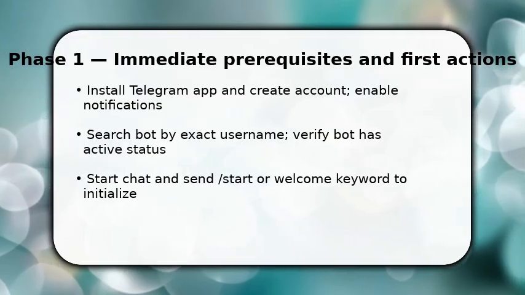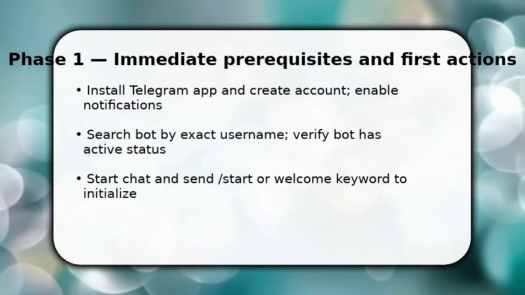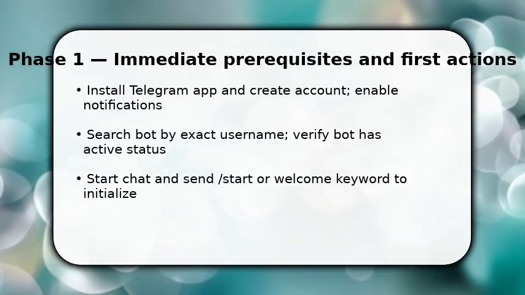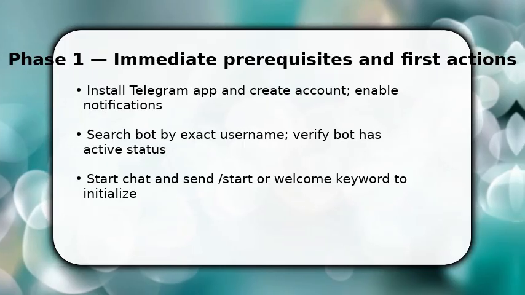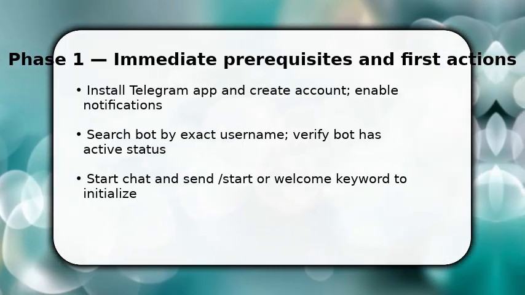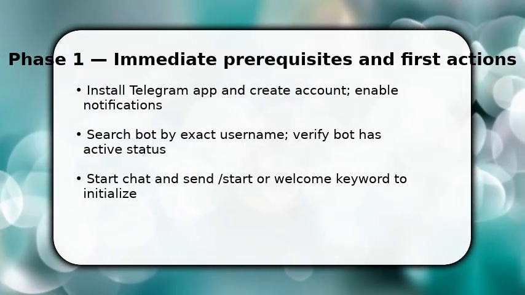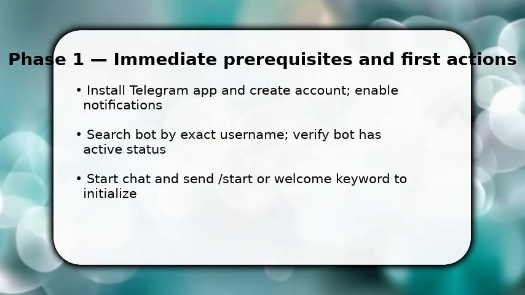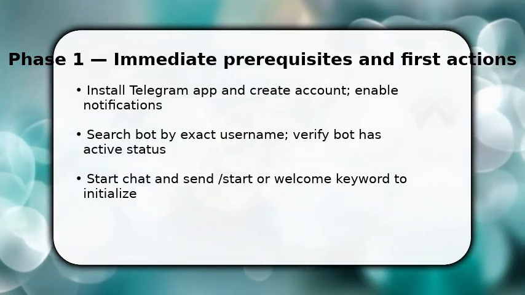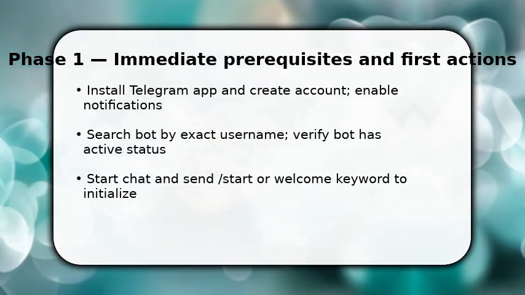You'll begin by confirming prerequisites, a working Telegram account, and enough storage for downloads. Once done, search the bot by its exact username and check that it shows active. Next, open the chat and send /start or the listed welcome keyword. This registers you with the bot and reveals core commands.